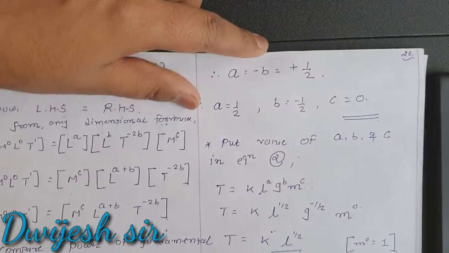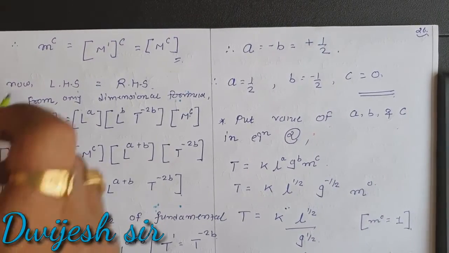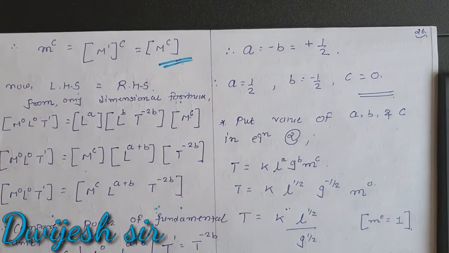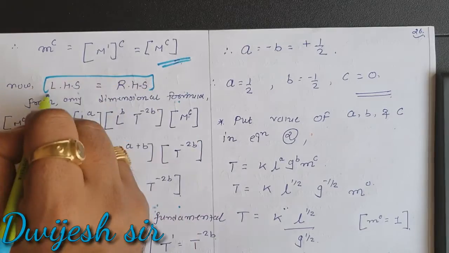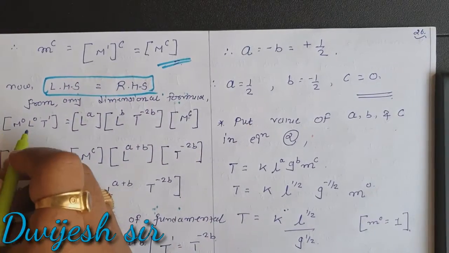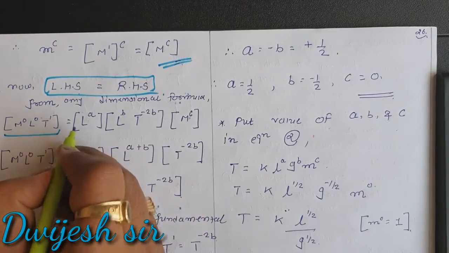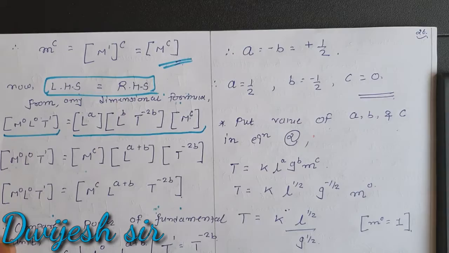Now what is m raised to the c? m indicates the mass. So mass is m to the power of 1, it is m to the power of c. Okay, now we got it. Now from the left hand side and right hand side. What is the left hand side of the equation? It is m0 l0 t1. What is the right hand side? The right hand side has three terms: length, gravitation, and mass.